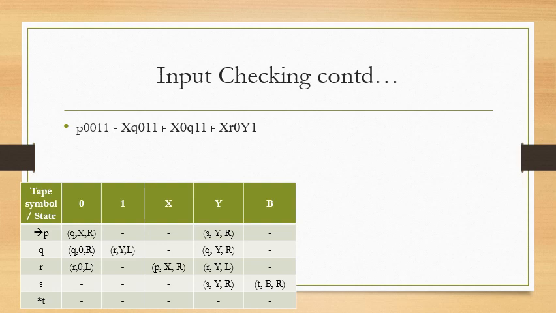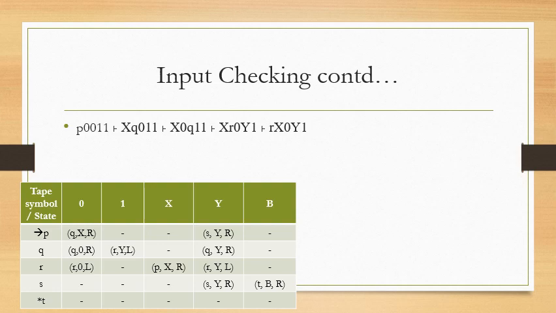The next transition will be from R, reading a 0. From R, if I read a 0, I will be in R, 0 stays 0, and I move to the left. So I will have R, then X, 0, Y, and 1. So it will be RX0Y1. Similarly, we read the remaining symbols.